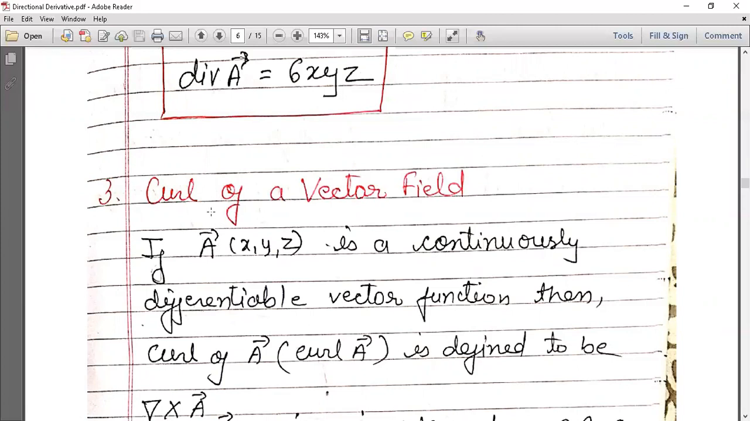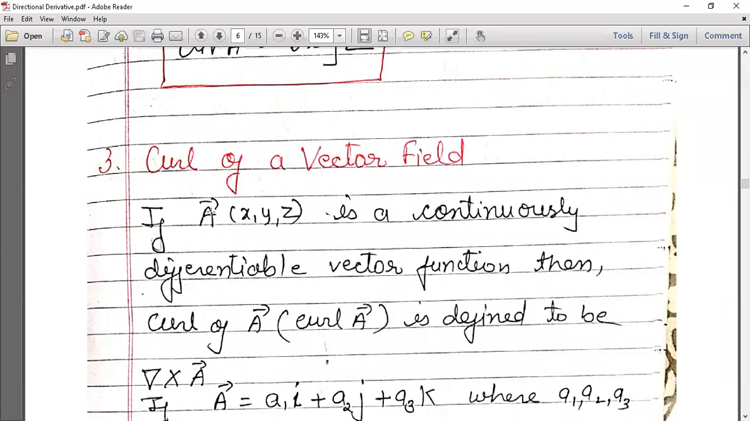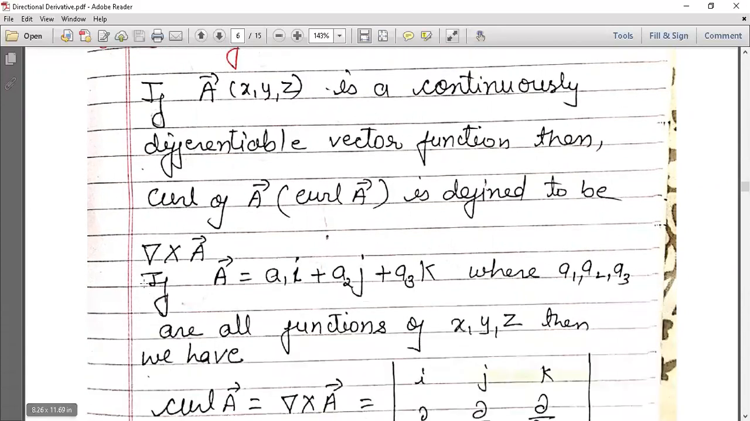So when a vector A is moving or changing direction as a curl, we say it is rotating. When it rotates, the vector is changing, and because of that we apply it to the vector field. This curl is defined as curl of A, which is the cross product of del with vector A.